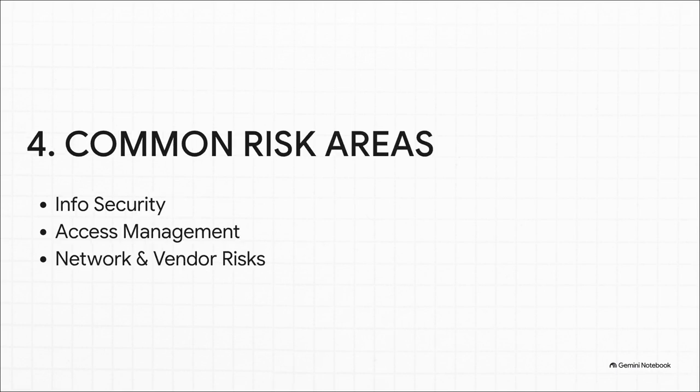Heading number 4, common IT risk areas. These things hide everywhere. We're talking about information security, data privacy and protection, system availability and downtime, access management, application risks, network and infrastructure, third-party or vendor risks, change and implementation, and compliance and legal risks. Take a close look at third-party or vendor risks. A real-world example, when a major cloud hosting provider experiences a massive outage, even if your own internal systems are flawless, if your vendor goes down, you go down with them.